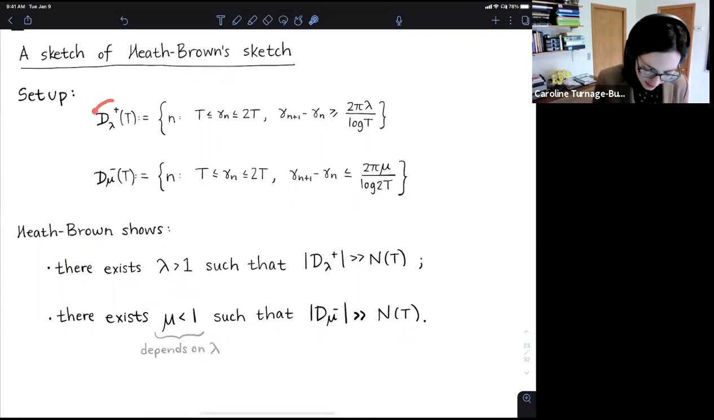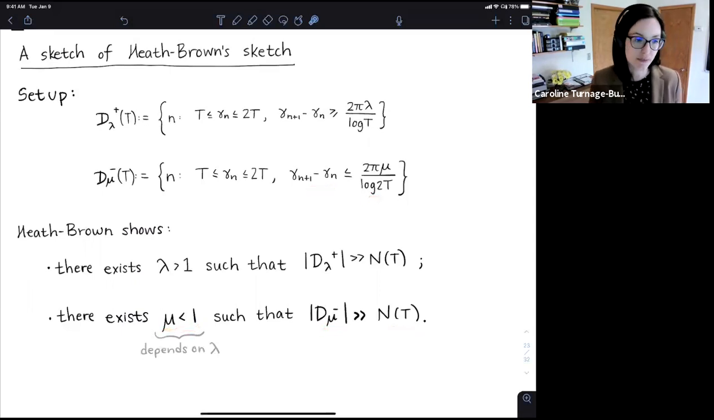We're going to have a set where we count ordinates of zeros whose consecutive spacings are large and are small. And Heath Brown shows that there exists a lambda greater than 1 such that the set of ordinates for large gaps is greater than N of T. So that's your positive proportion. And that there exists a mu less than 1 for which the number of consecutive zeros that are closer together is also greater than N of T.